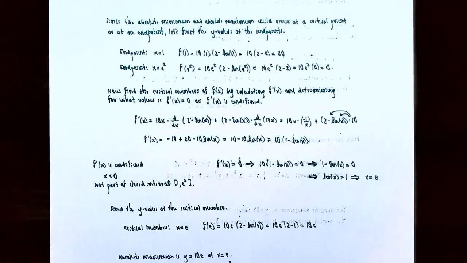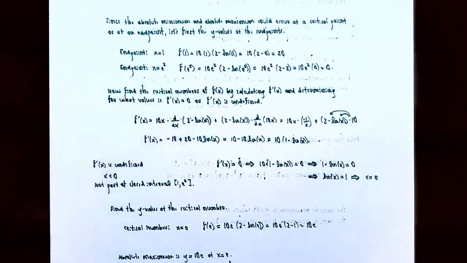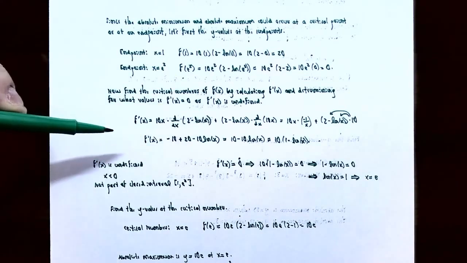We know that we're going to have an absolute maximum and absolute minimum, but it may not occur at an endpoint. It may also occur at a critical number. So now the next step is to find all the critical numbers of the function f of x by finding the derivative f prime of x and determining where the derivative is 0 or where the derivative is undefined. So let's find the derivative f prime of x first.